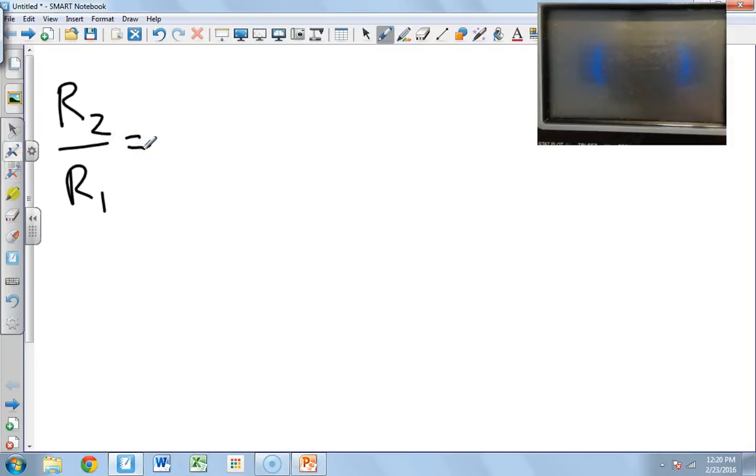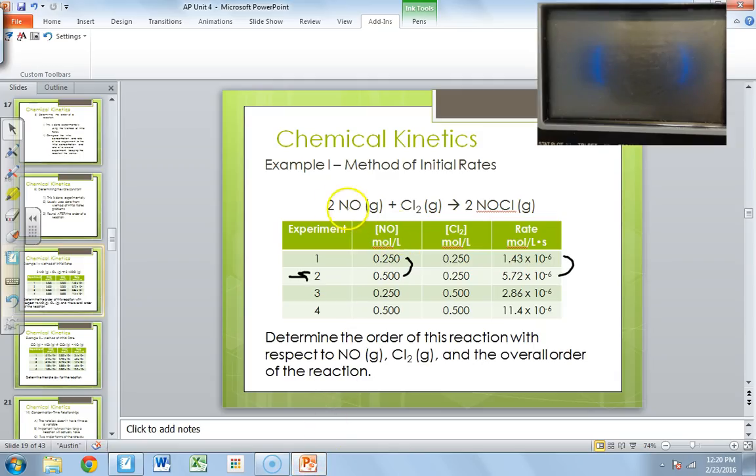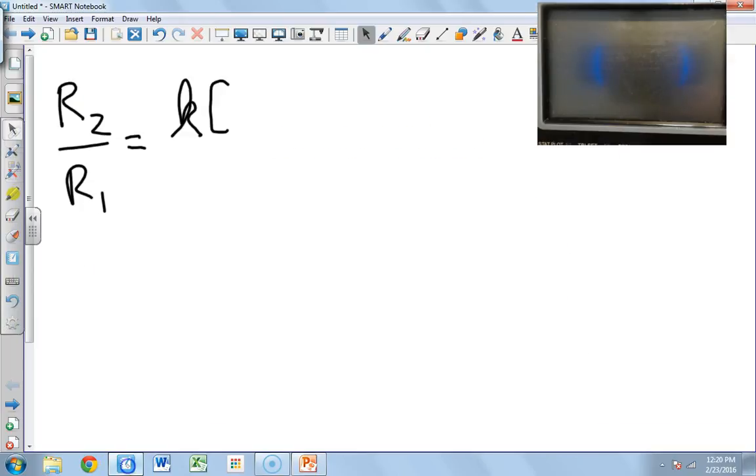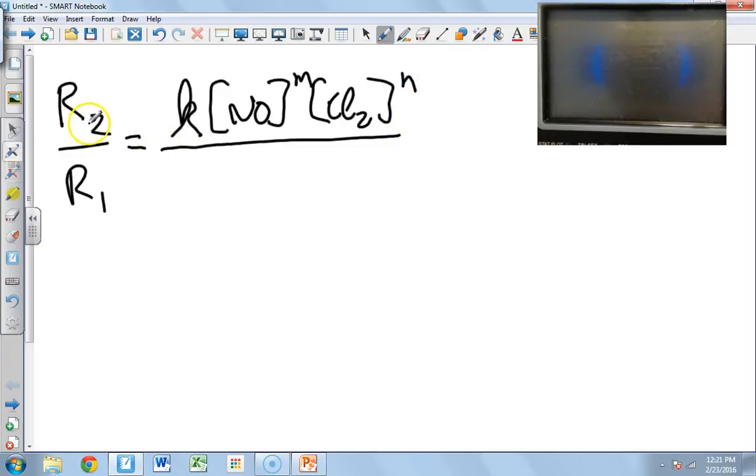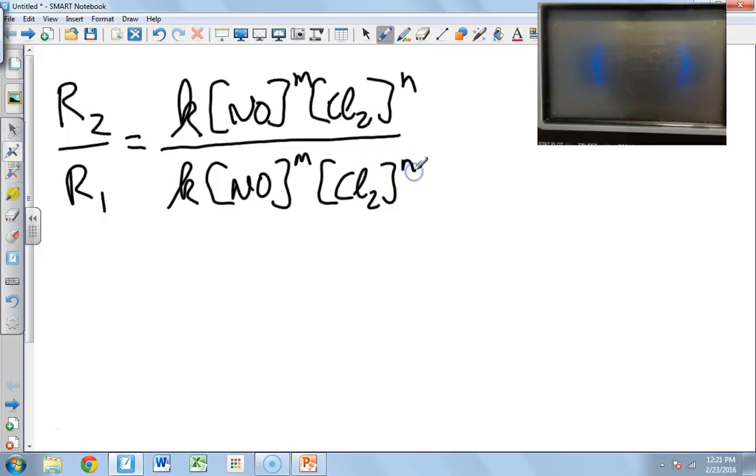Now, what's the general form of the rate law? It is k times the concentration of the reactants, NO and Cl2. So it's the concentration of NO raised to some power m times the concentration of Cl2 raised to some power n. And that's the rate law for experiment 2. Now the rate law for experiment 1 is the same thing: the concentration of NO raised to the m, the concentration of Cl2 raised to the n.